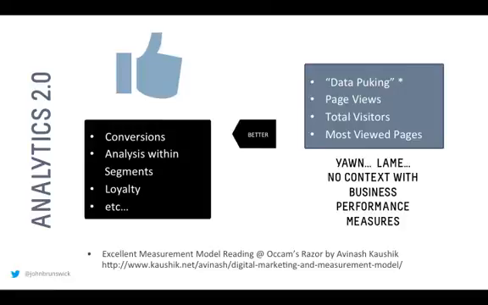There is an excellent blog article on Occam's Razor by Avinash where he details a lot of things around the metrics that we ultimately want to look for. So when we're thinking about analytics, we want to look at conversions. We want to start analyzing within segments. We want to look for patterns around loyalty. What we don't want to do is what Avinash calls data puking, just throwing tons of numbers and information and a lot of it ending up ultimately being meaningless. Things that people love to see like page views or most viewed pages, that doesn't necessarily help us. We need things that again are tied back to the conversions that we're trying to influence.